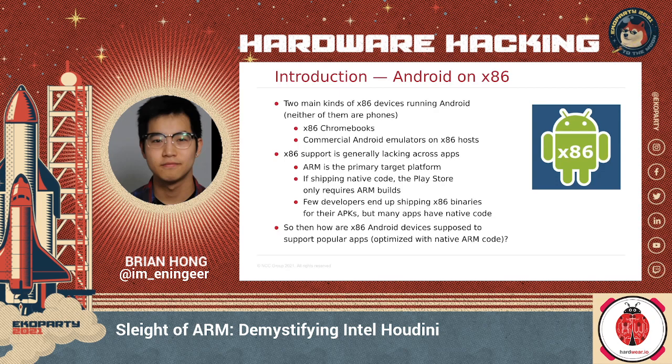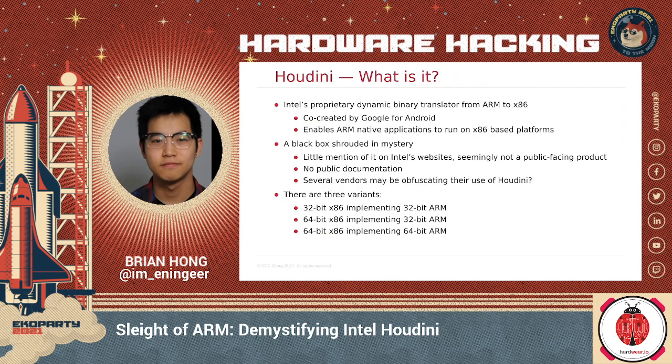And this is where I'd like to introduce you to Houdini, the topic of this talk. Houdini is Intel's proprietary binary translator that allows x86 devices to run ARM binaries. It was co-created with Google as it was designed to be run with Android Native Bridge, which we'll talk about in a second. It's a mysterious black box.